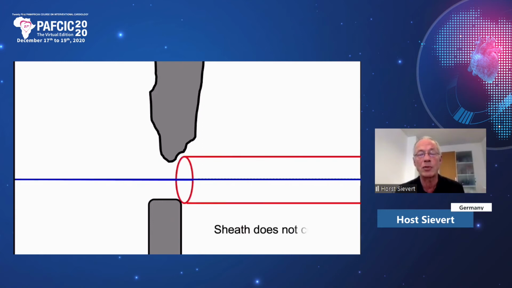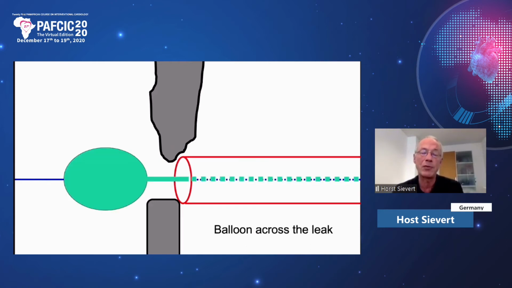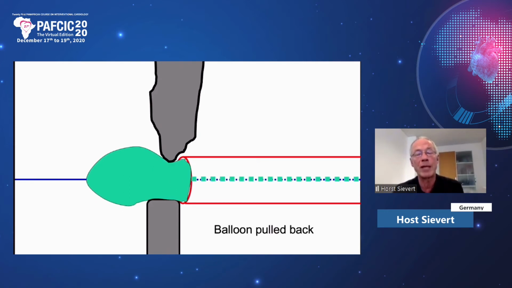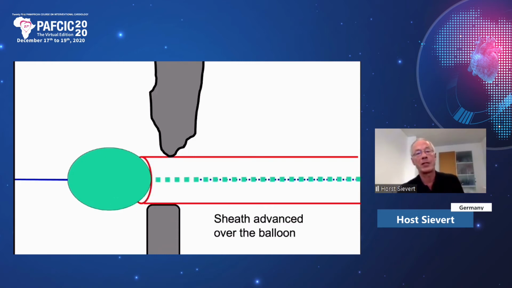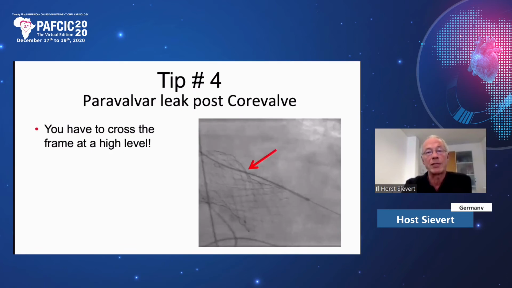Just to give you a better understanding of what this means: the wire is across, the sheath or catheter does not go across. It's not because the leak is too small, it's just because of the interaction with the valve or with the calcium in that area. And then if you are able to bring in a balloon, for example, a Swan-Ganz, or it could also be a PTA balloon or PCI balloon, then you inflate it, then you pull the balloon back into the hole, and this centers the sheath or catheter, and then you can advance the catheter or sheath by pulling and pushing at the same time. So you pull on the balloon and you push on the catheter.